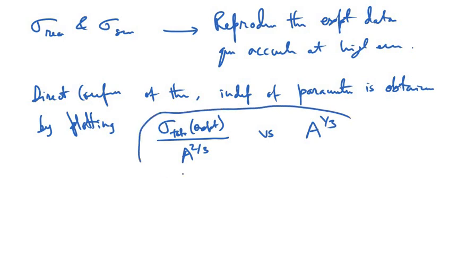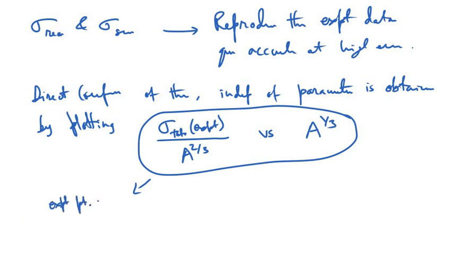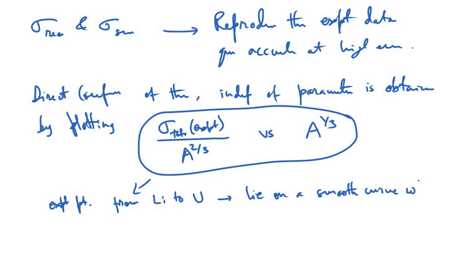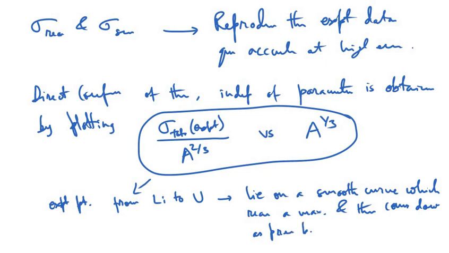This plot we have to do, and when doing this plot we find that all the experimental points from lithium to uranium lie on a smooth curve which reaches a maximum and then comes down as predicted by theory.